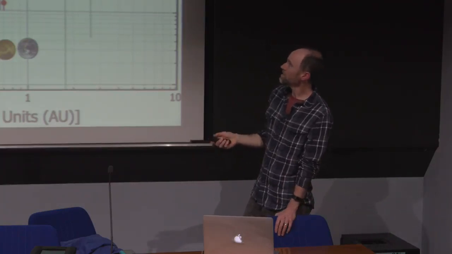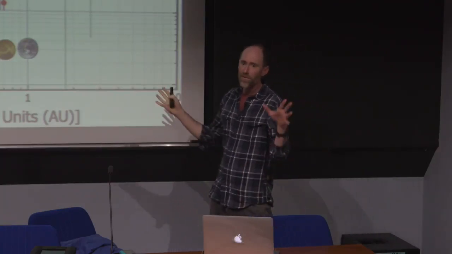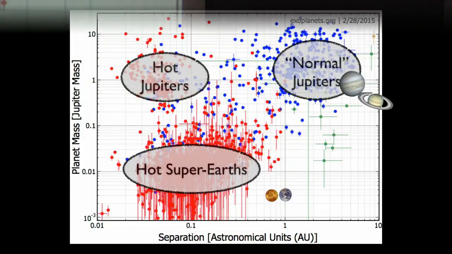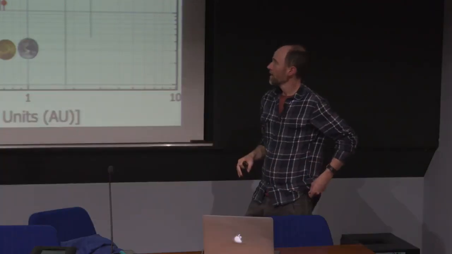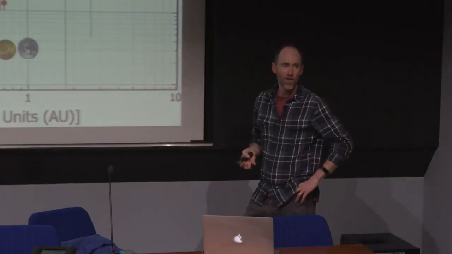And just to lump these into groups, this is generally what I'll refer to for these different clumps of data. These clumps up here are objects that are very massive, very close to their stars. They're typically called hot Jupiters because they're very massive and on very hot orbits. These are kind of normal Jupiters in terms of being Jupiter sized or Jupiter mass, but further away. And these guys down here are very, very abundant. I typically call them hot super Earths.